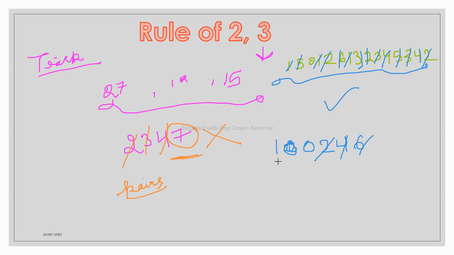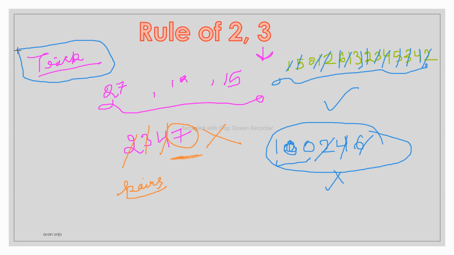So you can see that we are left with the number 1. So 1 is not divisible by 3, so this whole number is not going to be divisible by 3. So this is how this trick works. You can apply this trick to any number to find out whether the number is divisible by 3 or not. I hope this one is clear to you.